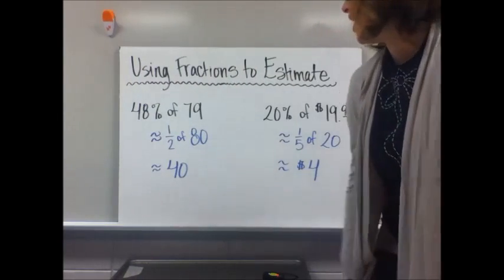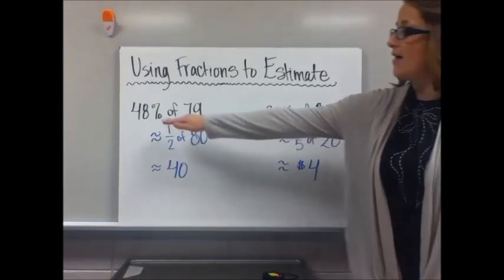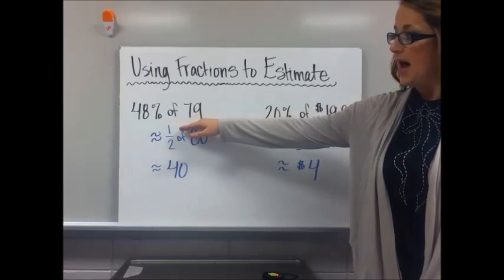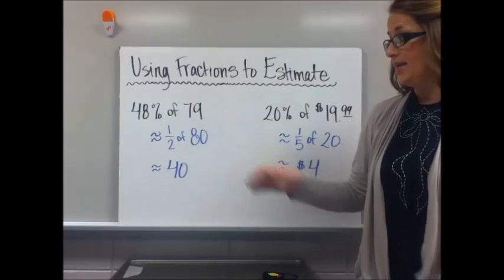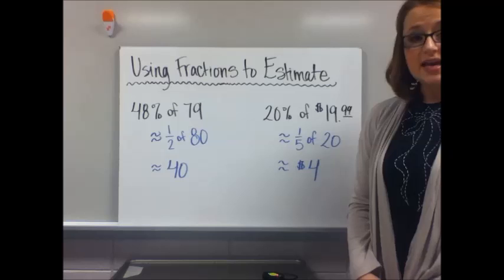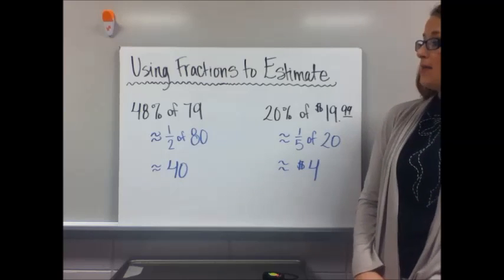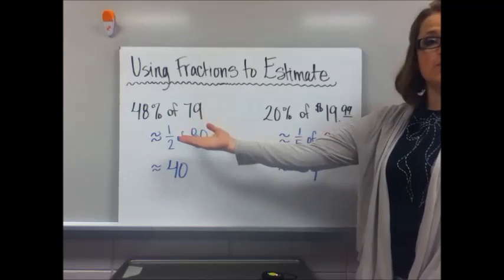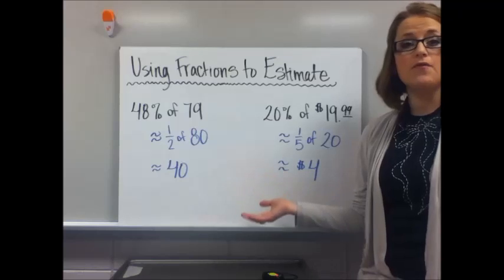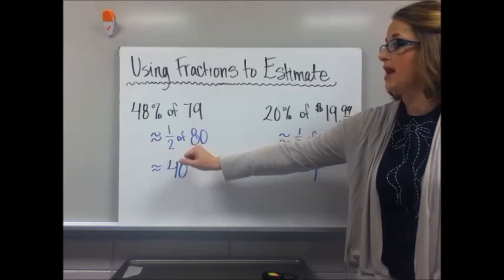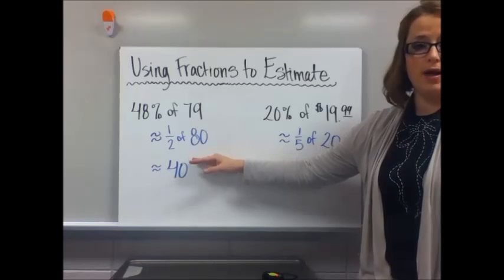So first, let's use fractions to estimate. Something like 48% of 79. I can't do that in my head, and I doubt you can either. But I can get an answer that's in the ballpark. 48% is pretty close to 50%, and we know that 50% is the same thing as 1/2. And 79 could round to 80.